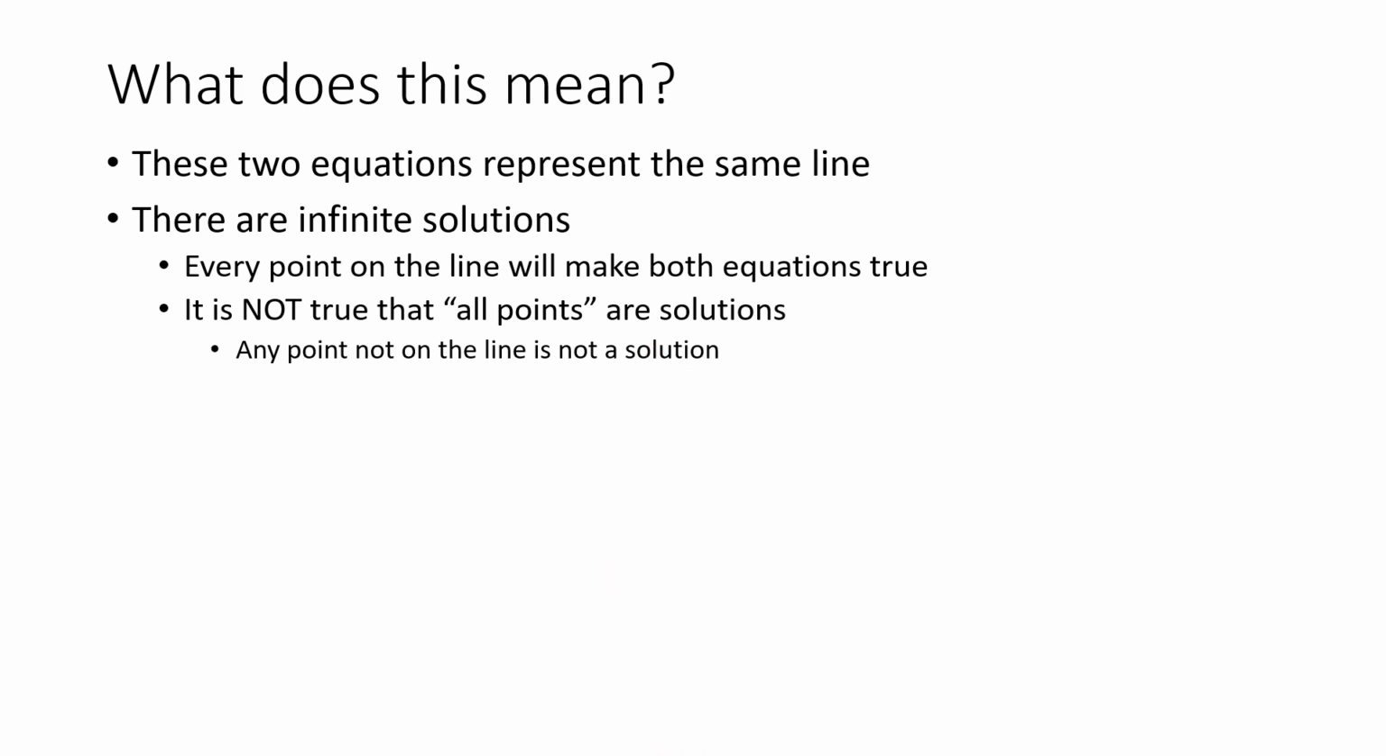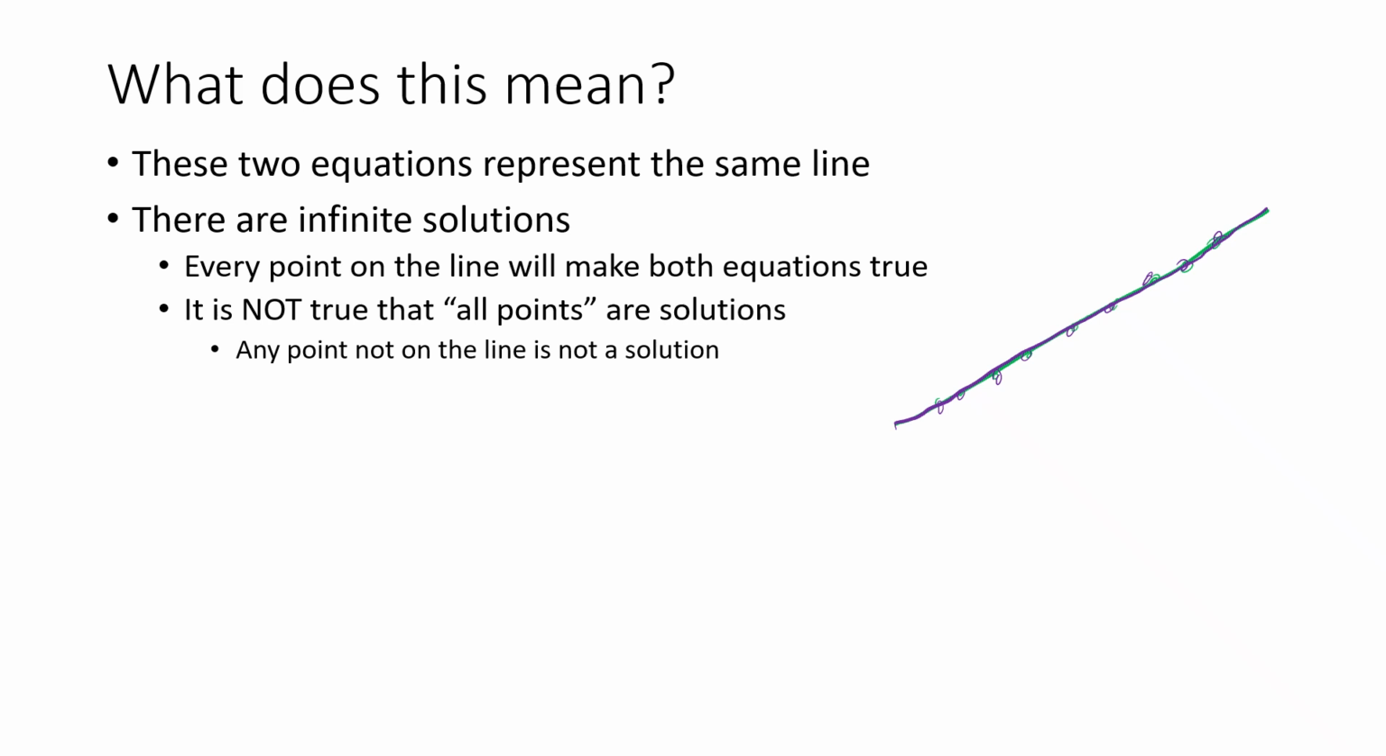So just so we can see that, here's my green line, and you've got this infinite number of points that are on that green line that all make the green equation true. And the purple line was sitting right on top of it, which means that all of those points would also make the purple equation true. So they are the same line, and we have infinite solutions.